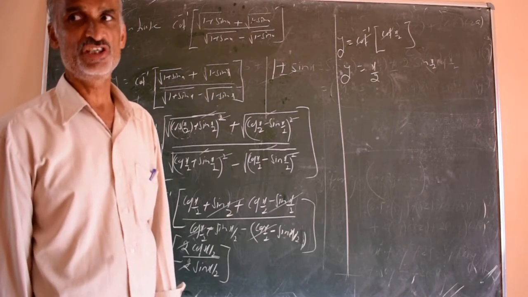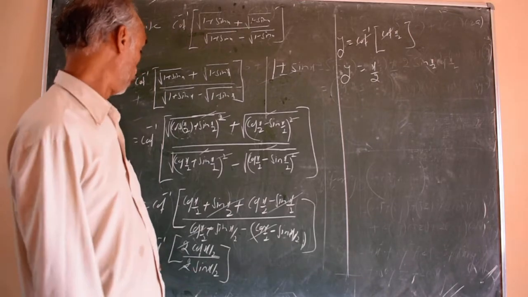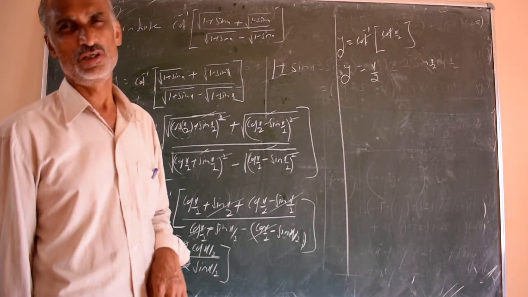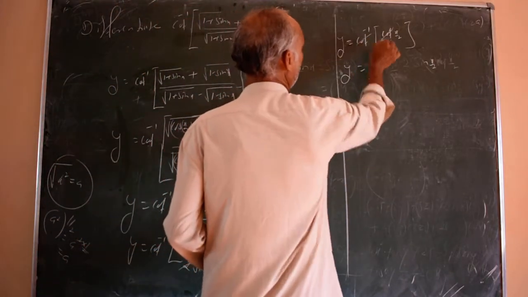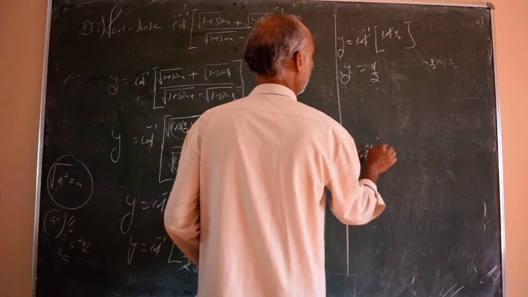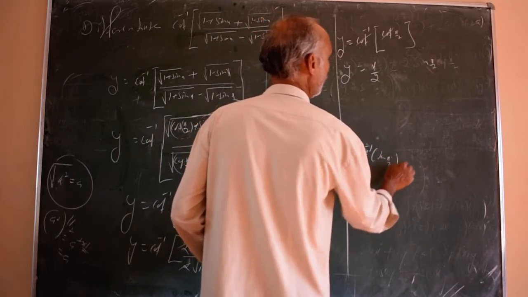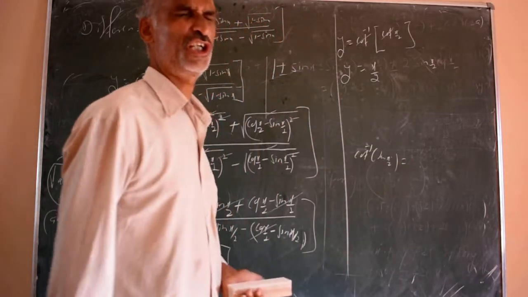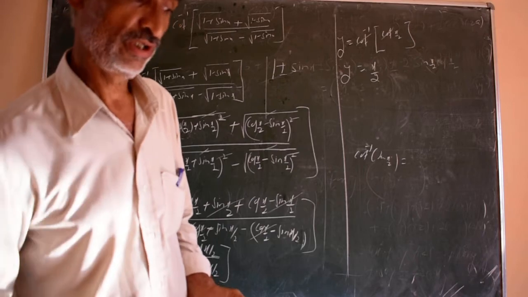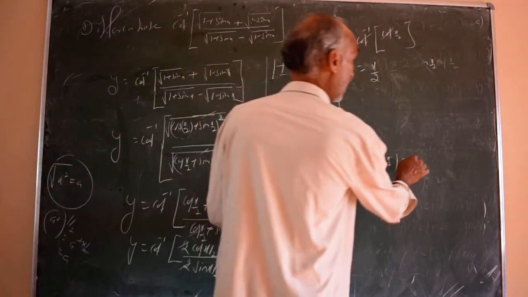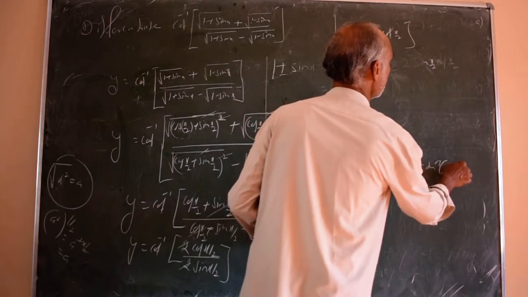Then sin upon cos is tan x by 2. In that case, cot inverse of tan won't cancel, but cot inverse of tan x by 2 I can cancel it. So cot inverse of tan x by 2, since cot inverse x plus tan inverse x is pi by 2, is nothing but pi by 2 minus tan inverse of tan x by 2.